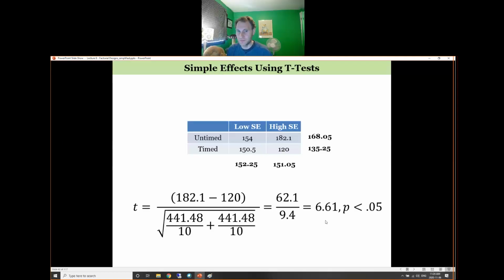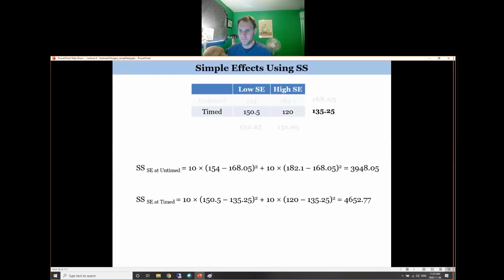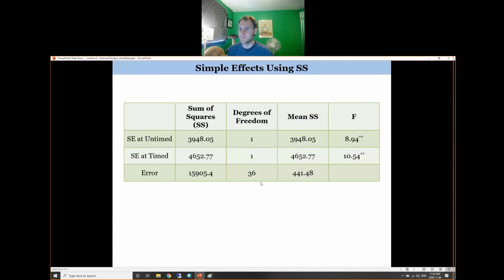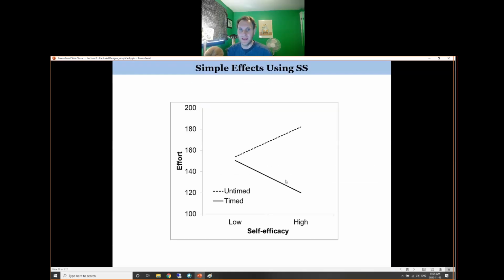I can do the same thing at the high end. And in this case, I do find a significant effect. I find a t of 6.61 with how many degrees of freedom? 36, right? Because I'm using my mean squared error as my estimate of population variance. And that is this test out here. So that is significant.